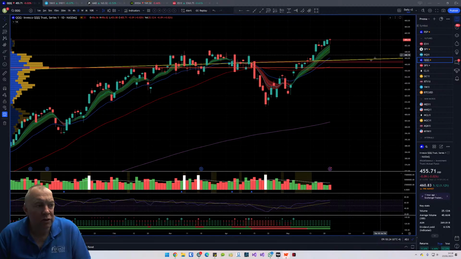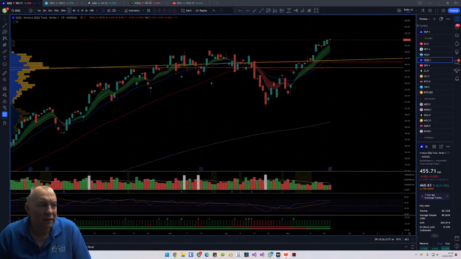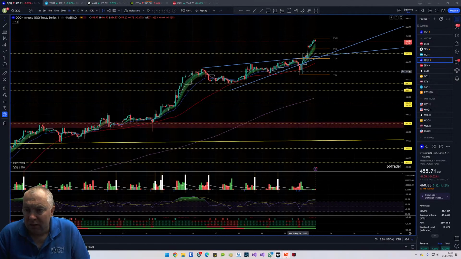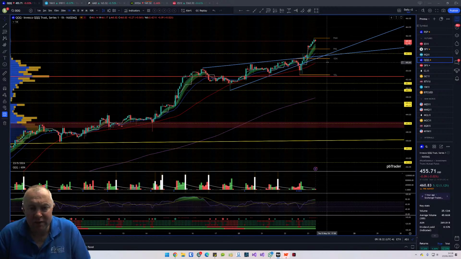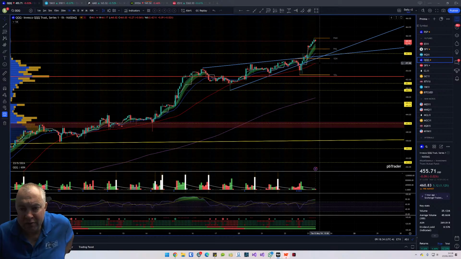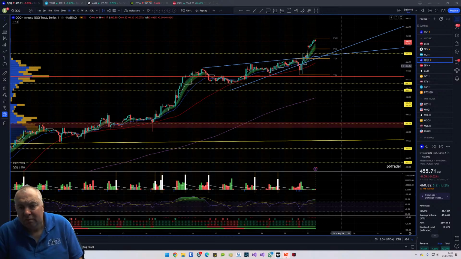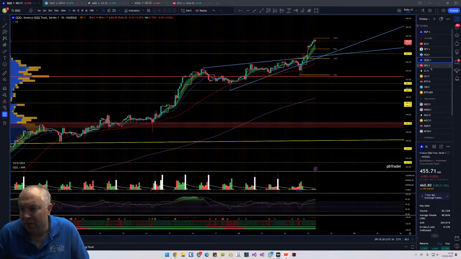So levels on Q, let's go back to the hourly. So 458 for a bounce, that's really the only place. Maybe we can watch this area down here, but we're far from that at the moment.